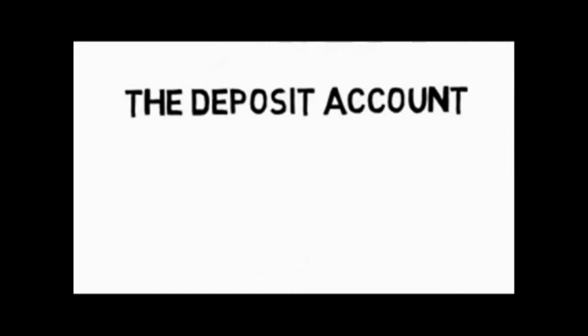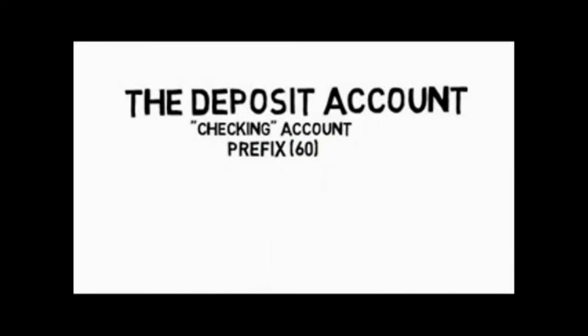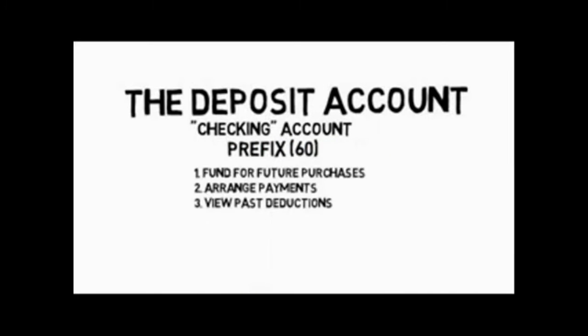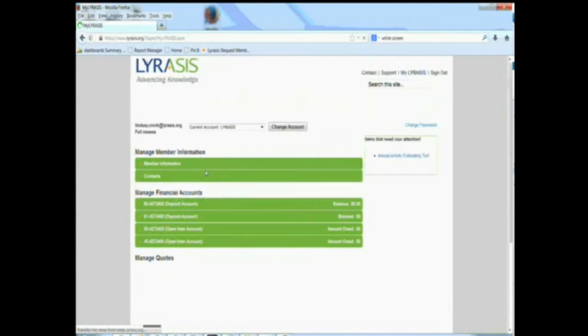Your deposit account has a lot more functionality within MyLyrasis. Sometimes it's helpful to think of it as a checking account, and it's referred to by its prefix of 60. Within MyLyrasis, you'll be able to fund for future purchases, arrange for payments, and view past deductions. This is what the Manage Financial Accounts section looks like within Lyrasis.